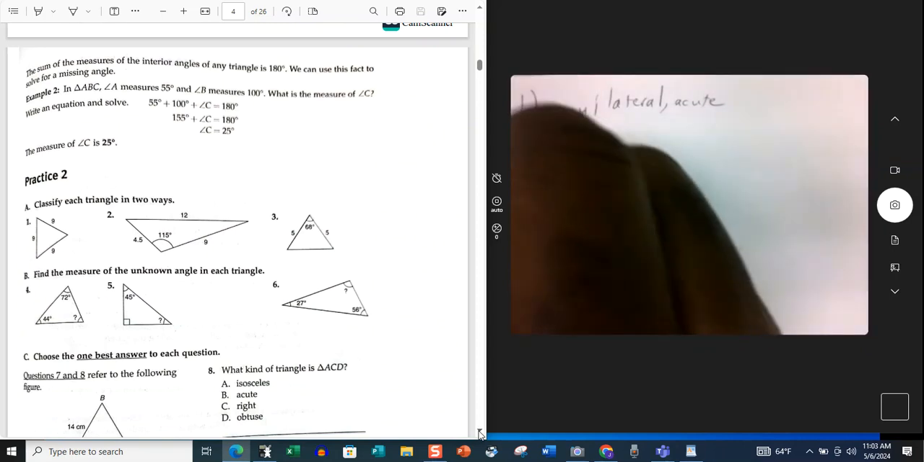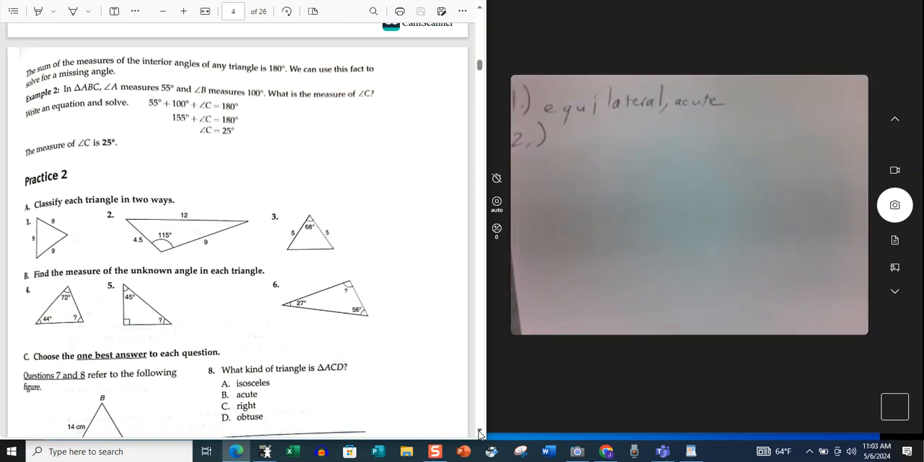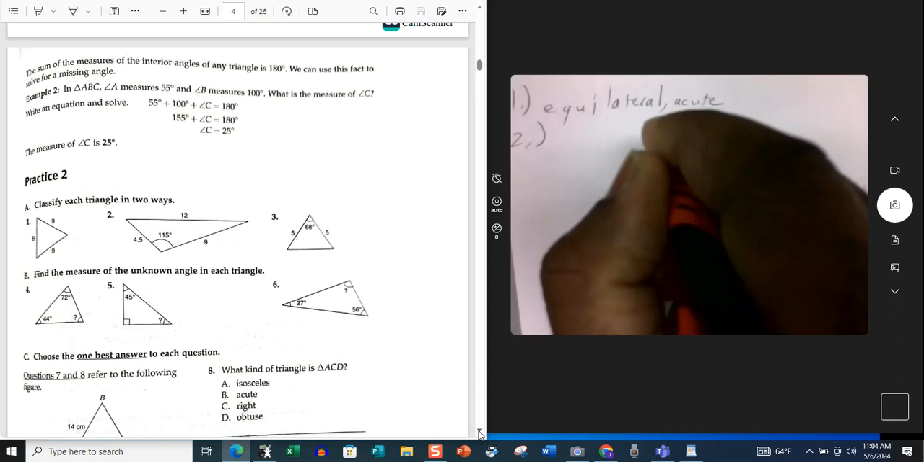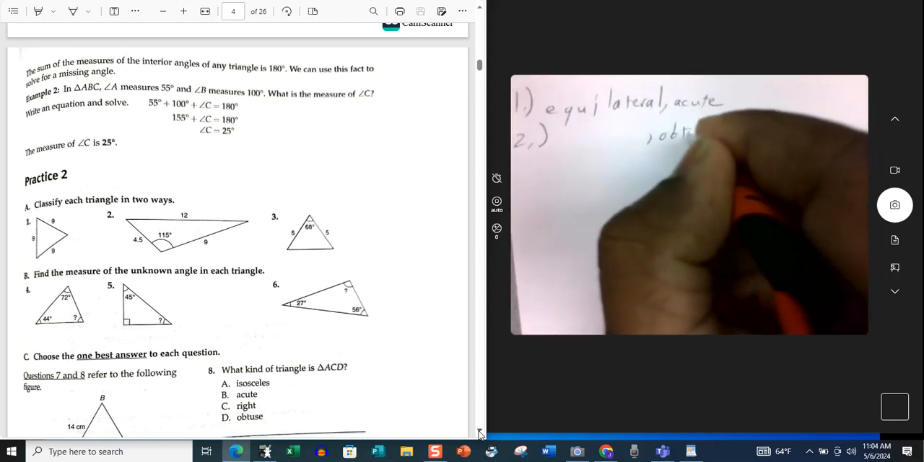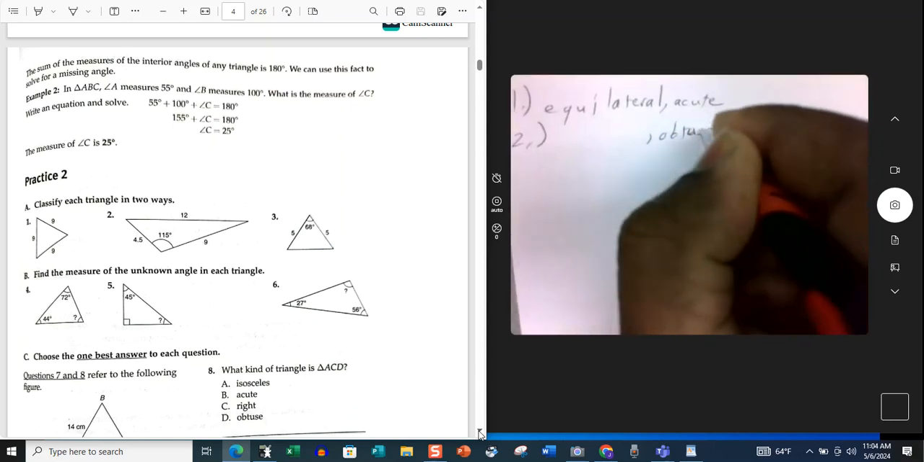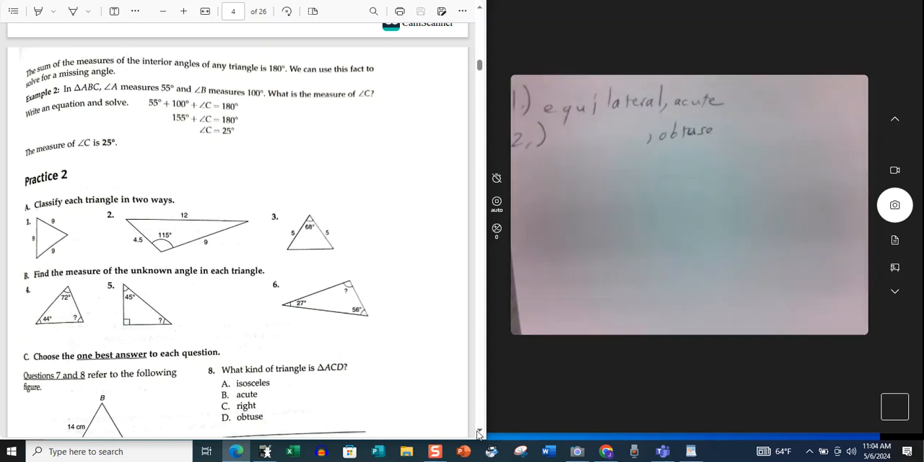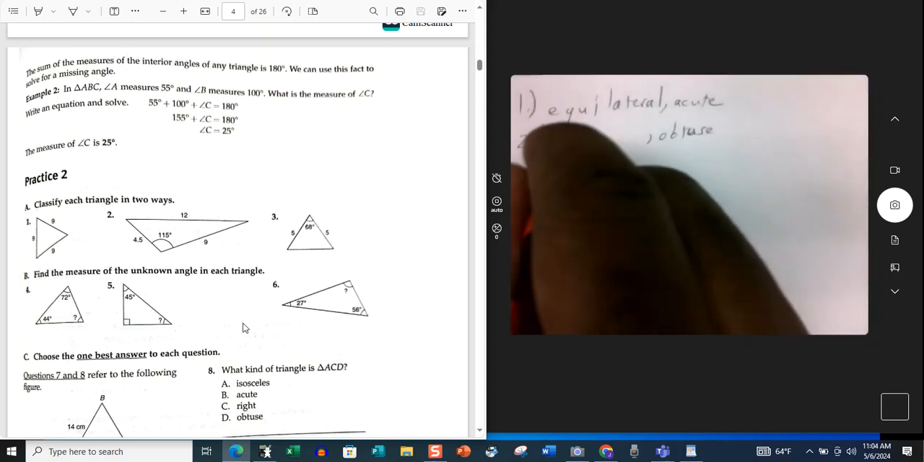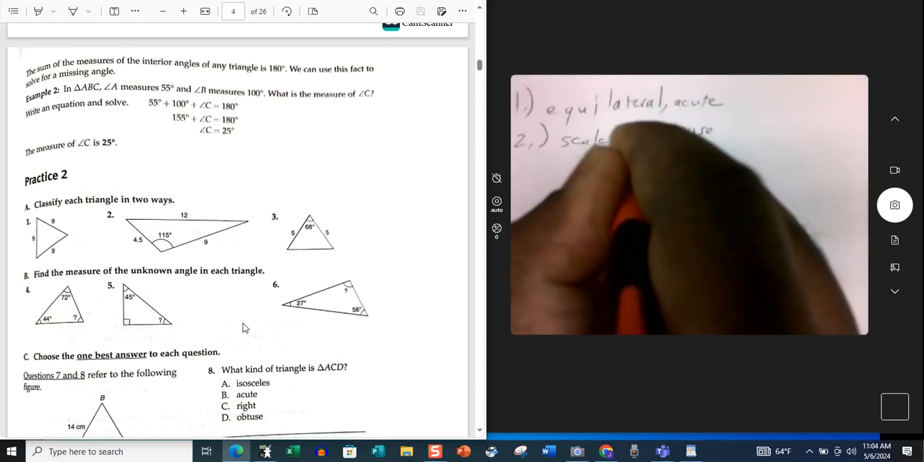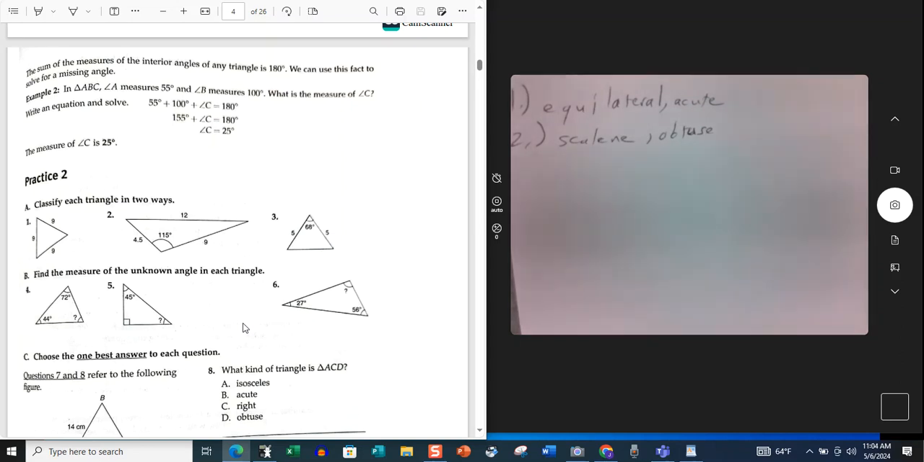For number 2, now if you notice, we got one angle that's greater than 90 degrees. So we know that would be obtuse. And we typically list the angle last. So it'll be obtuse, because we got a 115-degree angle. Now if you notice, none of the sides are equal. So that's a scalene triangle. So it's obtuse and scalene.